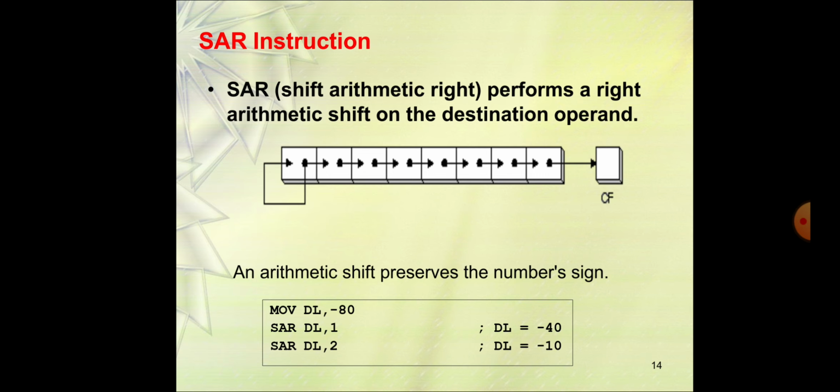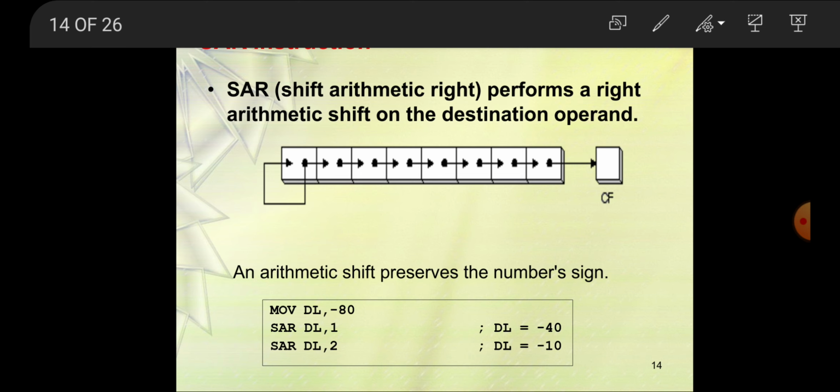Now the SAR instruction performs a right arithmetic shift on the destination operand. This is the shift arithmetic right. The arithmetic shift preserves the number's sign, so whatever the bit is, it always keeps the number's sign, whether the number being shifted right is positive or negative.